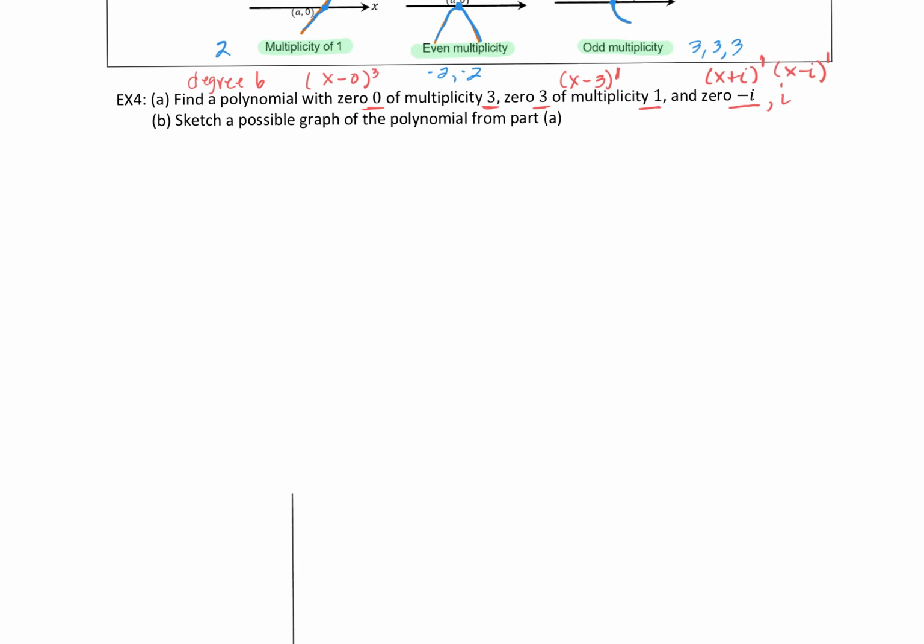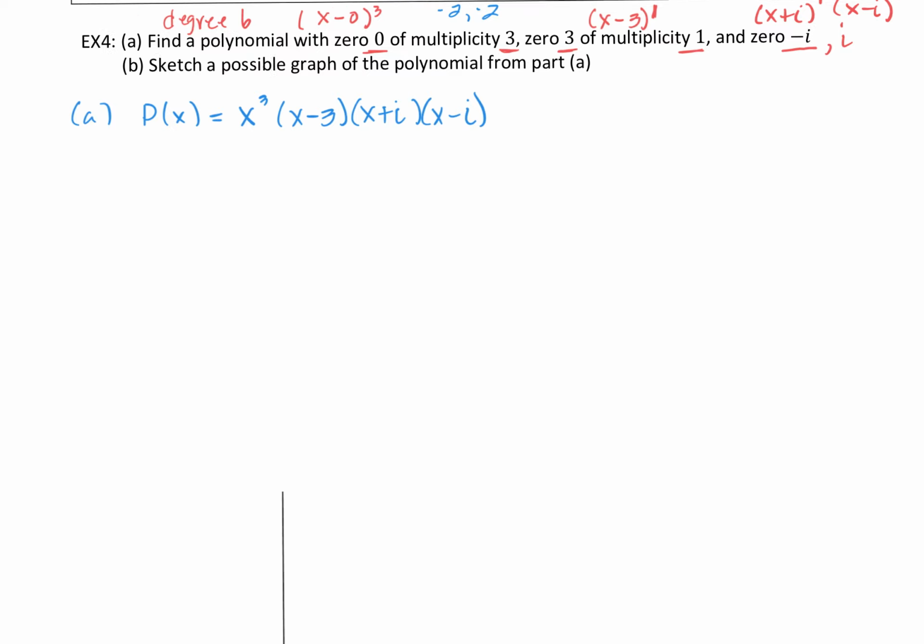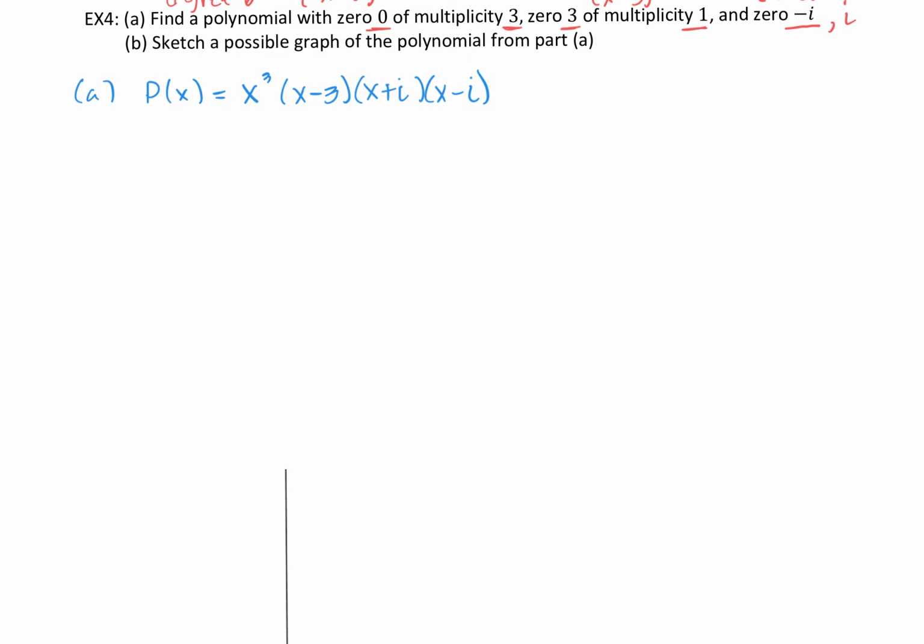Part A, we're supposed to find this polynomial. And I already know that the x minus 0, I got 3 of those. I'm not going to write x minus 0. I'm just going to write x to the third. Simplify it, right? And the x minus 3, I have 1 of those. And then I have an x plus i and an x minus i. And that is a polynomial that has all those given zeros. I'm going to multiply out especially the x plus i, x minus i.